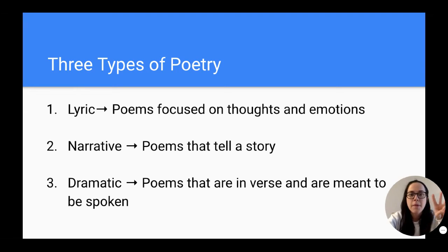So there are 3 types of poetry that we will be talking about in 8th grade. The first is a lyric, which these are poems that focus on thoughts and emotions. So specifically, writers use them to convey their thoughts and emotions and try to put that back onto the reader so the reader can understand those emotions.